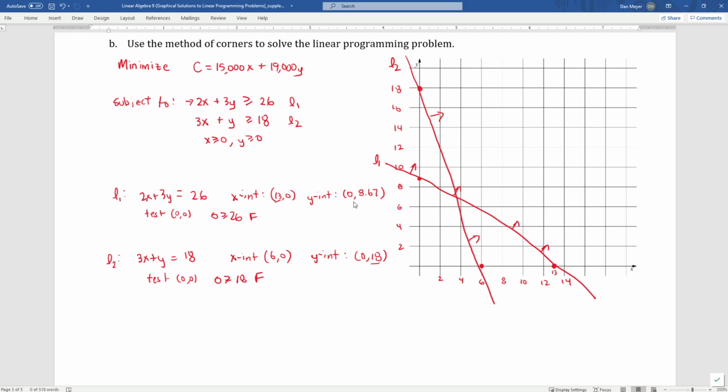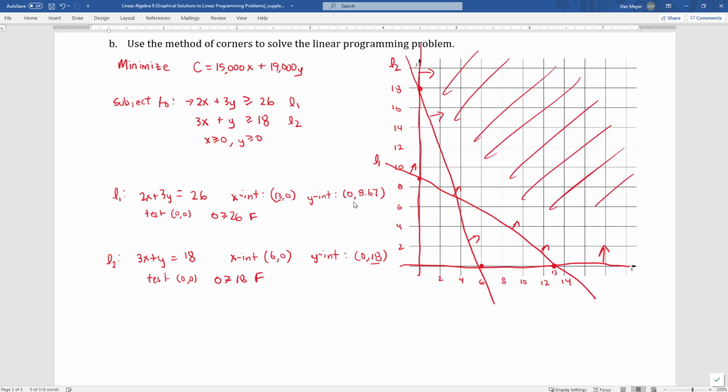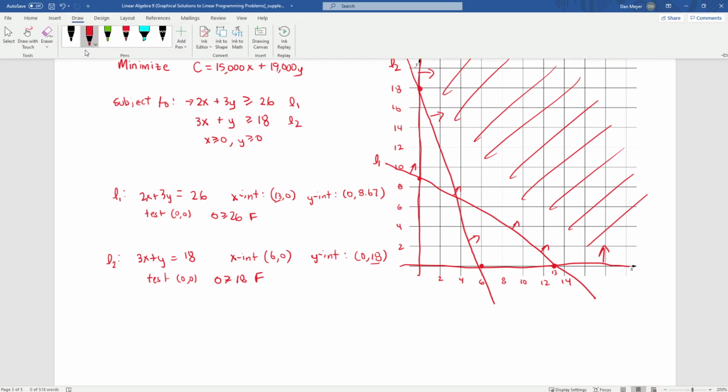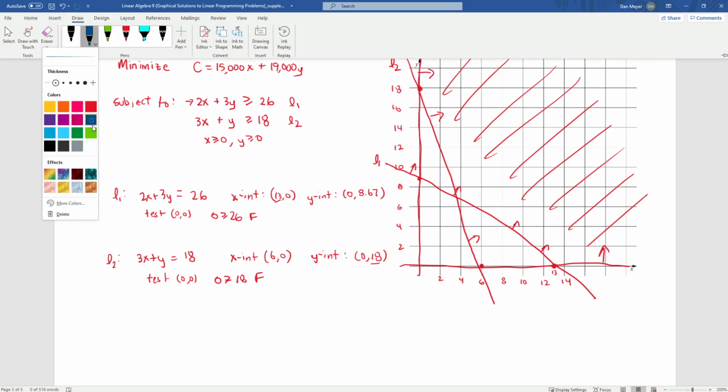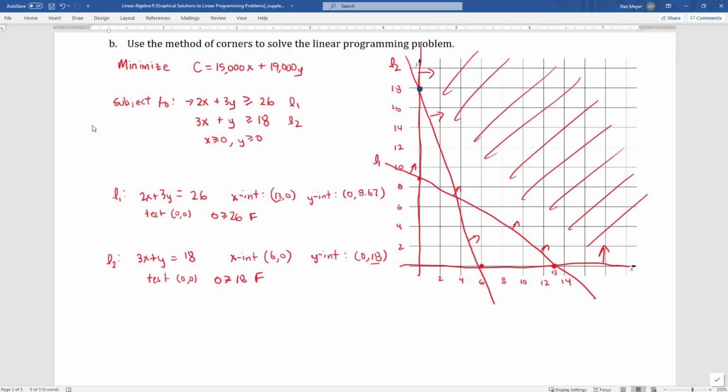Now we also have the x is positive, and so that means that we're in the right half plane. And the y is positive, so that means that we're in the upper half plane. So our feasible region here is going to be this guy. And there are 3 corner points, 2 of which are going to be very easy to identify.